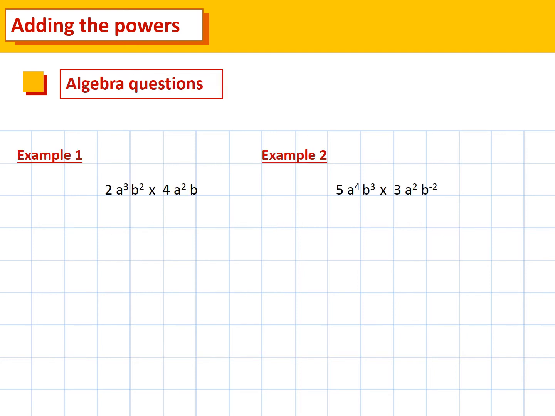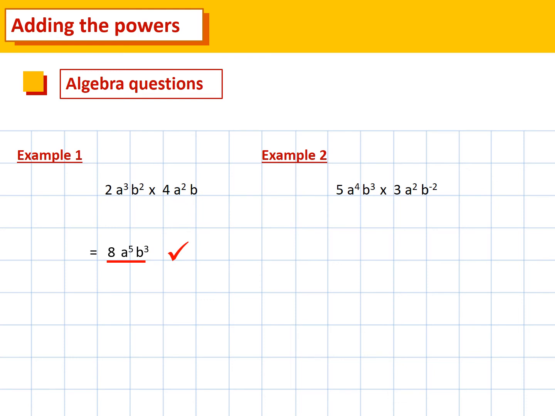Let's apply the rule to an algebra example. Let's deal with the number at the front first, which is 2 and 4. 2 times 4 simply makes 8. Let's move on to the next term, the a term, a cubed times a squared, add the powers, a to the power of 5, and the b term, b squared times b makes b cubed. And that is our final answer.